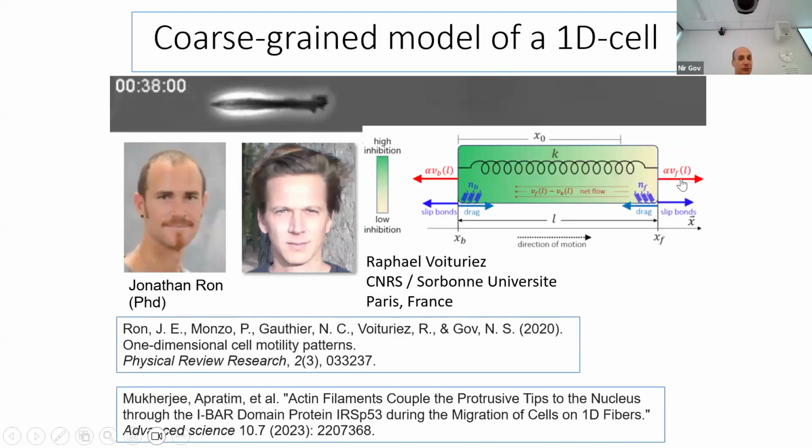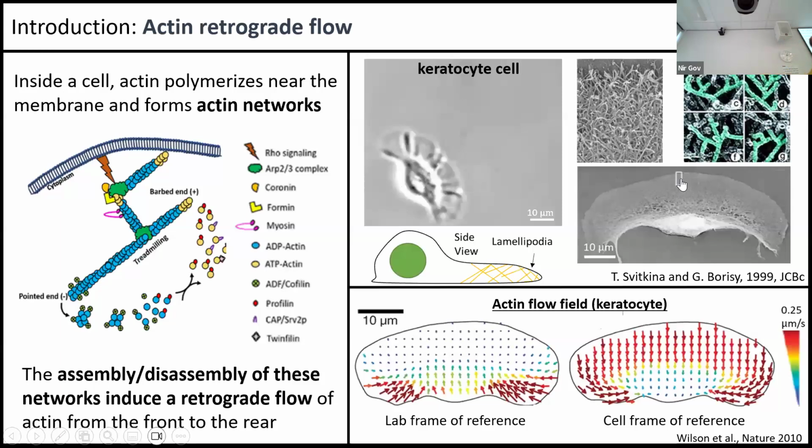The work was done together with Raphaël Vauturier from Paris, and Jonathan was a PhD student of mine at the time. And just a little bit before I show you the model is just a little bit of biology. It's inescapable when you're talking about biological systems like cells.